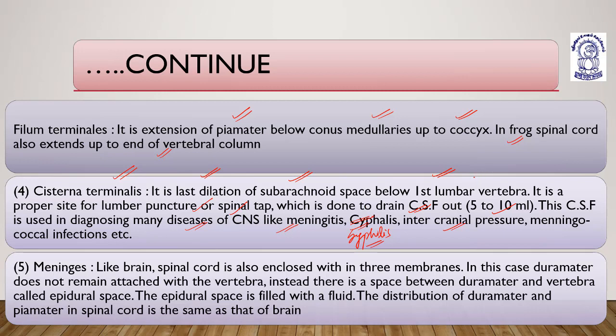So, cisterna terminalis is the last dilation of the subarachnoid space, just below the first lumbar vertebra. It is a proper site for lumbar puncture or spinal tap, which is done to drain 5 to 10 ml of cerebrospinal fluid. This CSF is used in diagnosing many diseases like meningitis, meningococcal infections, syphilis, and intracranial pressure.